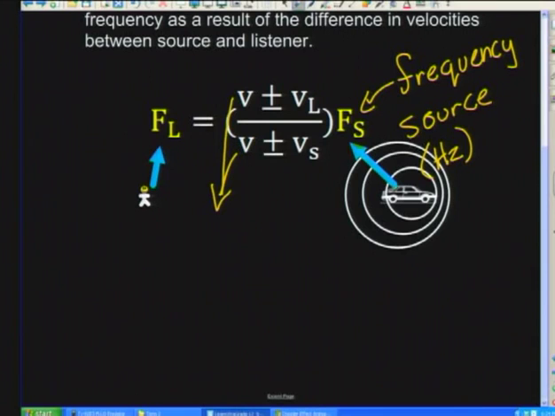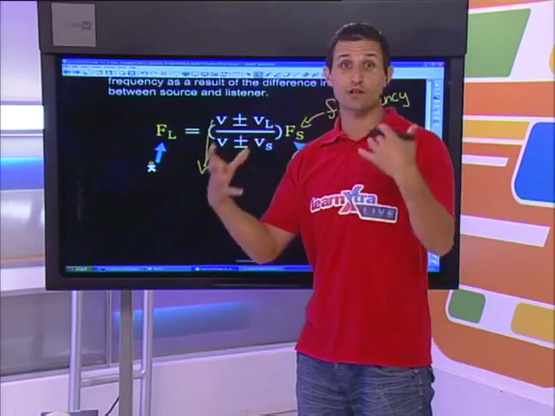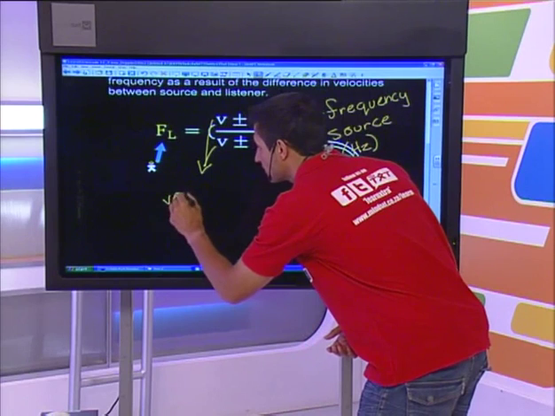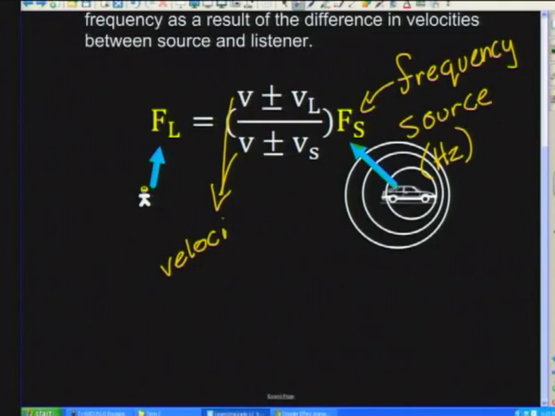If it's sound through air, it's 340 meters per second, but don't panic, you don't need to learn that, they need to give it to you. This is just the velocity of the wave. So it's the velocity of whatever wave you've got.